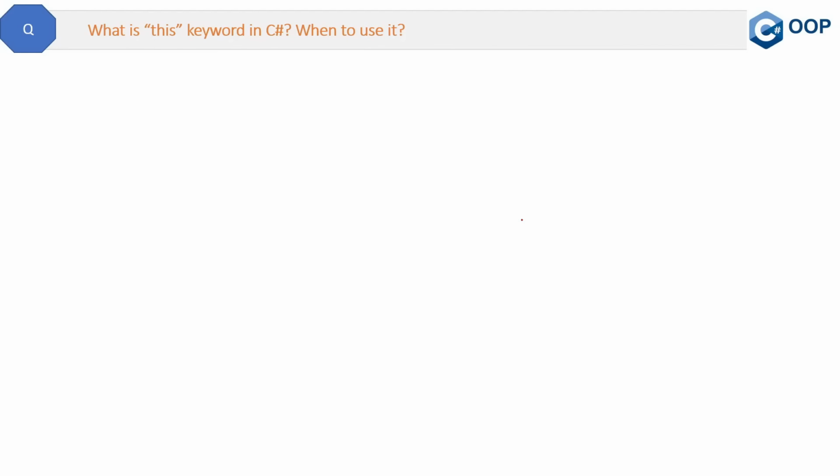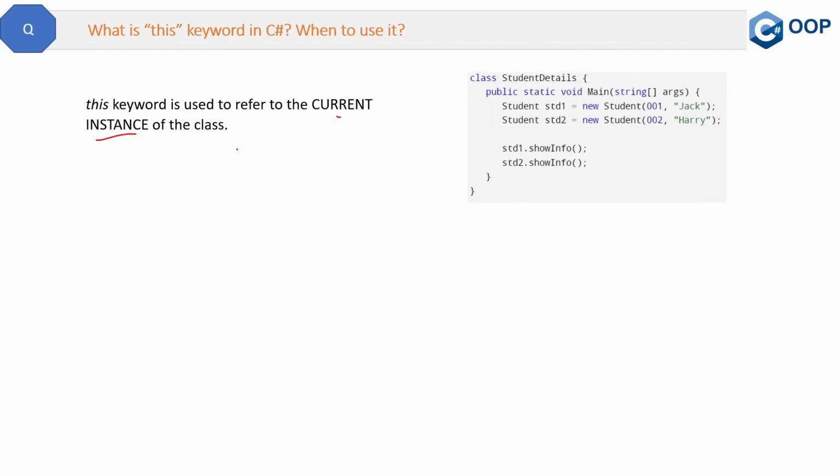What is this keyword in C#? When to use it? This keyword is used to refer to the current instance of the class. Now what does it mean? Suppose you have a student details class like this. Here you are creating the object of a student class, and then via a parameterized constructor you are passing student ID and name.